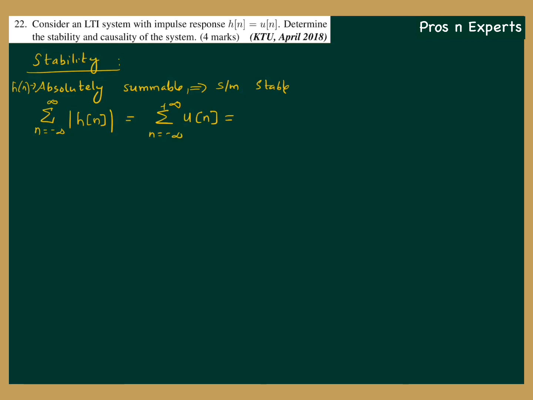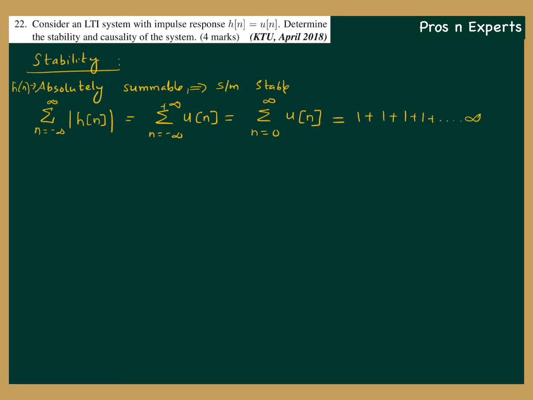Sigma n equal to minus infinity to infinity u of n can be written as sigma n equal to 0 to infinity u of n, because u of n is only a right-sided signal, so no need to sum up its 0 samples in the negative n axis. What is the answer to this expression? You may have to expand the summation. Put n equal to 0, u of 0 is 1; n equal to 1, u of 1 is 1, and all samples are 1 up to infinity.